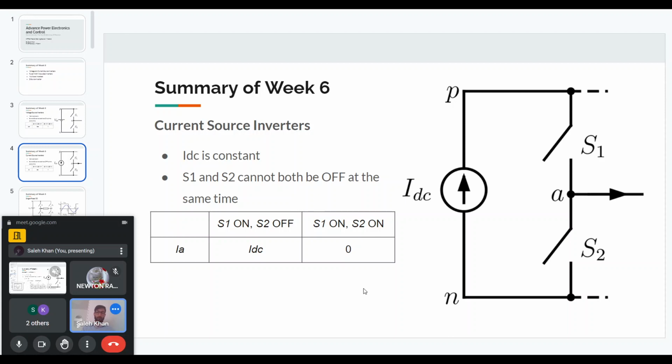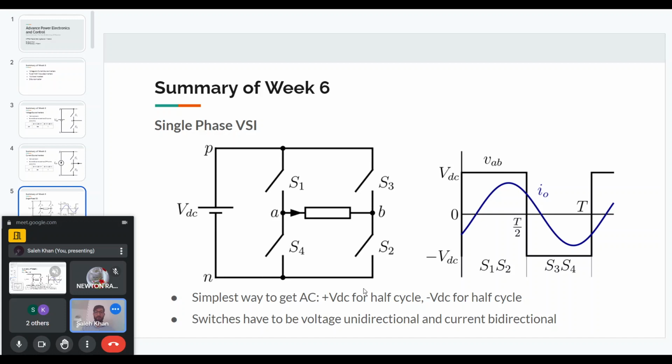But in the next slides and in the lectures that follow, we will mostly talk about voltage source inverters. So let's see how a single phase voltage source inverter works. Now we have two half bridges. Instead of just one half bridge, the load is connected between the midpoints of these two half bridges.